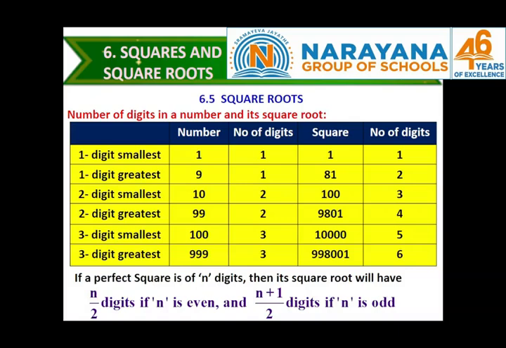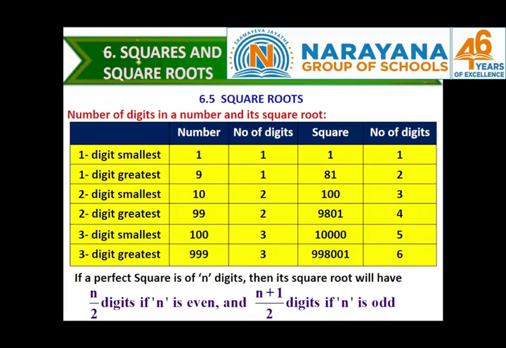What is the smallest one digit number? Yes, 1. Its square value is 1. It has one digit only. What is the highest one digit number? Greatest one digit number is 9. Its square is 81. Its square number has 2 digits. So, if a number has only one digit, its square is either one digit or 2 digits.